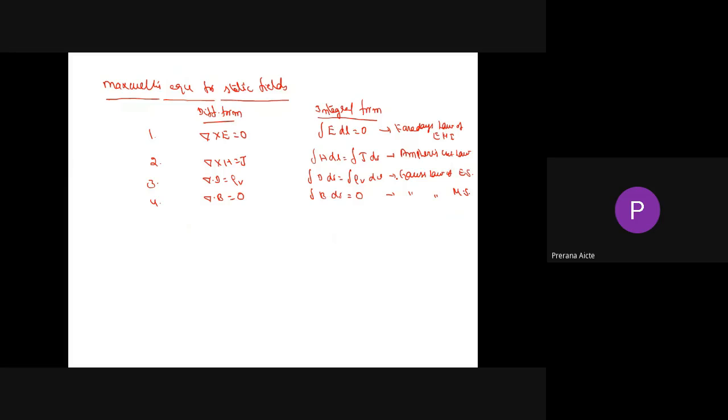The second equation, del cross H is equal to J plus dou D by dou T. So dou D by dou T is a constant in terms of static fields, and it varies in terms of time varying fields. So the equation can be rewritten as del cross H is equal to simply J, that is current density. In terms of integral form, the integral of H into dL is equal to the integral of J. The MMF enclosed by the closed path is equal to the surface integral of current density. That is nothing but Ampere circuit law. And the third and fourth equations, del dot D is equal to rho V and del dot B is equal to 0, are similar to the Maxwell equations of time varying fields.